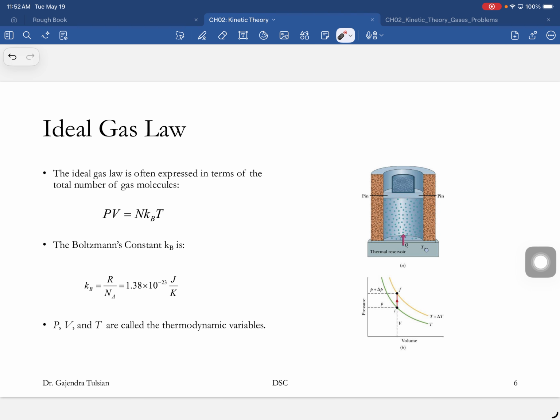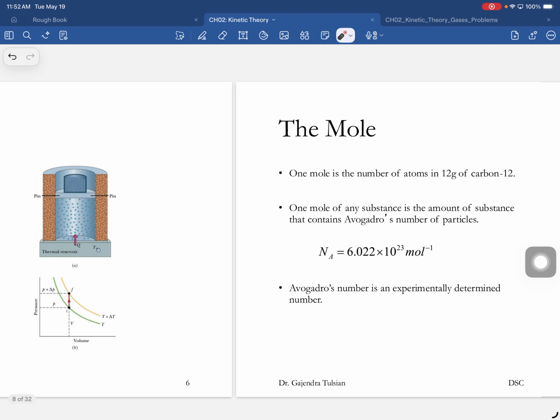All right, so here's the ideal gas law in terms of the number of molecules. And there's Boltzmann's constant, the subscript B being after Boltzmann. The value of Boltzmann's constant is 1.38 times 10 to the minus 23. All these macroscopic properties that you can measure using handheld instruments are called thermodynamic variables. Those are the variables you use to describe the state of the system.